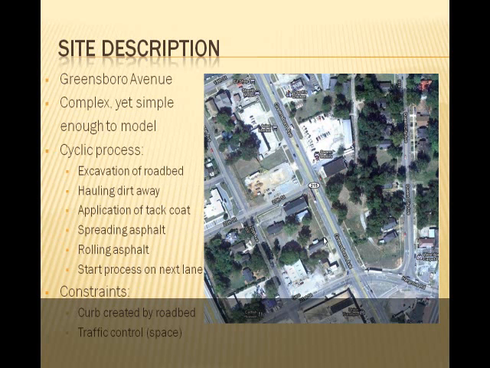The picture shows a Google Maps schematic of the job site area. You can see Greensboro Avenue here running through downtown Tuscaloosa. Due to traffic density and other factors, the site is a bit complex, but simple enough to model with relative ease. The cyclic process involves excavation of the roadbed, hauling dirt away, the application of a tack coat, spreading asphalt, rolling asphalt, and the starting over of the process on the next lane. The constraints that existed within our project were the curb created by the roadbed and traffic control.